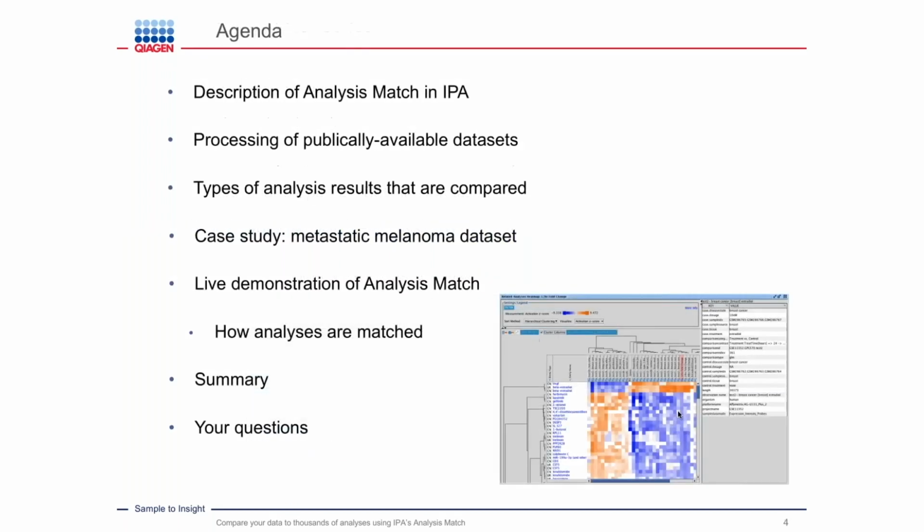But first, I'd like to provide you with a short overview of the webinar. I'm going to start by giving you an introduction to the analysis match feature, how the publicly available data sets were processed for comparisons, and also which types of IPA analyses are being compared. I'm next going to describe the data set that we're going to use in our live demonstration, and during that demo, I'm going to tell you more about how the matches between the analyses are performed. And then after a short summary, I'll have some time to answer your questions.